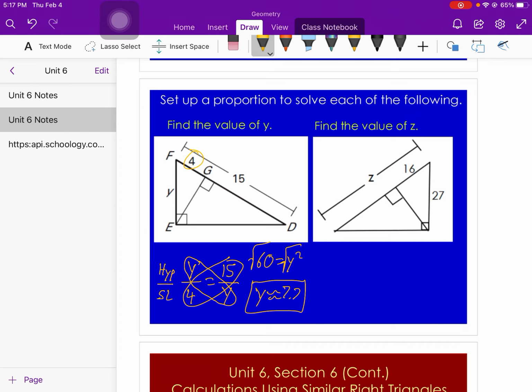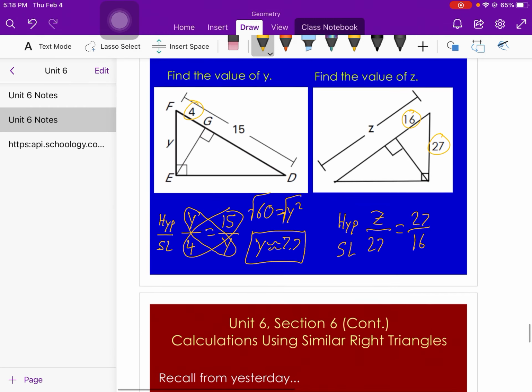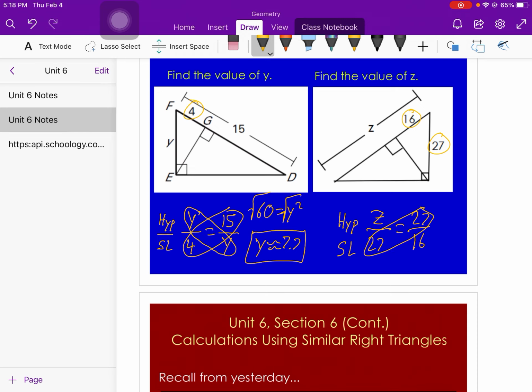So z is the hypotenuse of the big triangle. So we have to use that as the hypotenuse. And then the only other thing we know about the big triangle is the short leg, 27. So we're going to do hypotenuse over short leg, 27. Set that equal to, so we need another hypotenuse short leg, which if you look at the small triangle, we have the hypotenuse is 27 and the short leg is 16. So it ends up being 27 times 27 and z times 16.